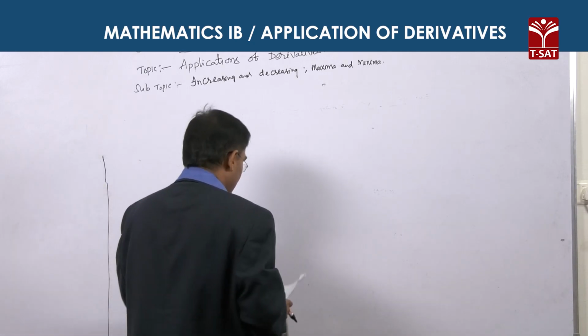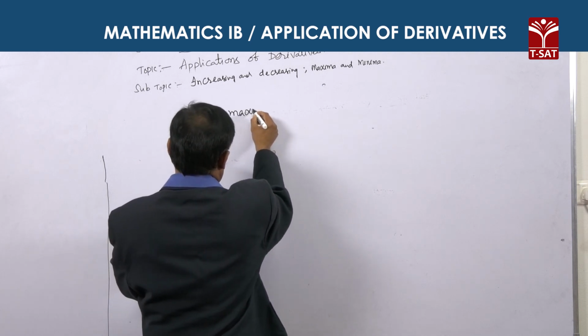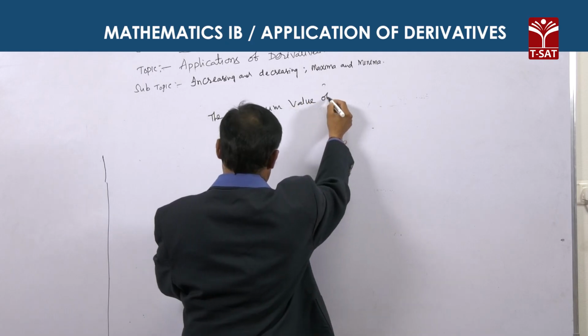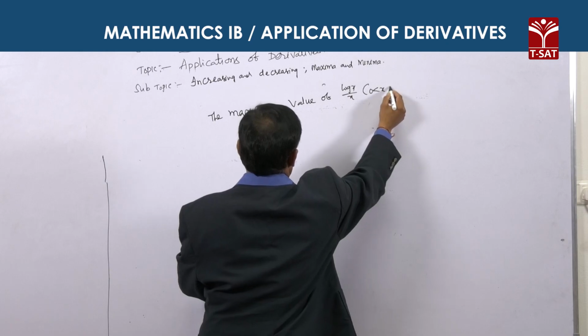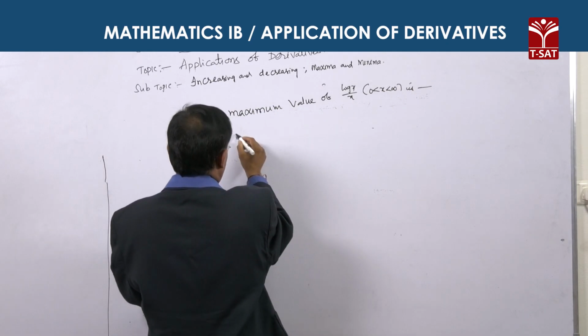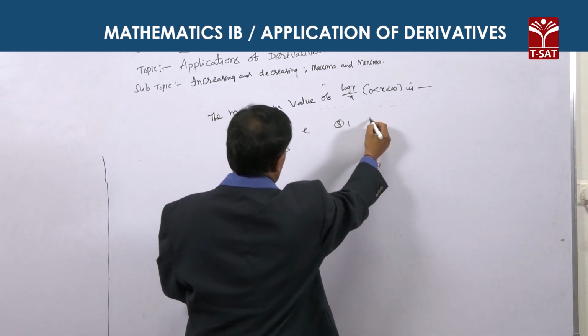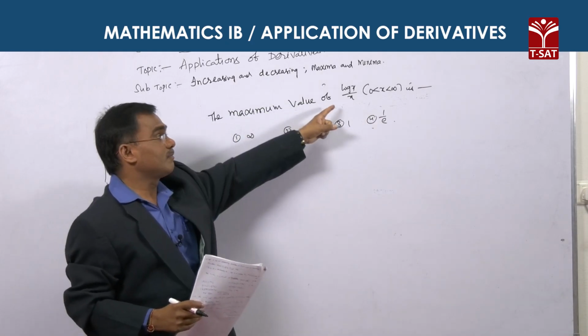Next question: the maximum value of log x by x, for 0 less than x less than infinity, is dash. What is the maximum value? First answer is infinity, second answer is e, third answer is 1, fourth answer is 1 by e. Find the maximum value of the given function.